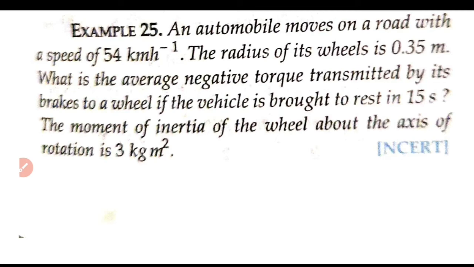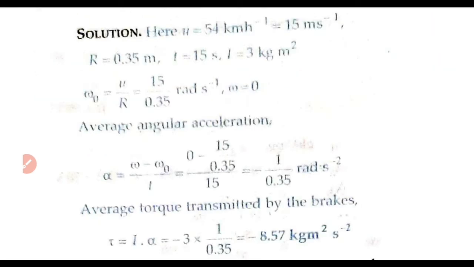So moment of inertia is given. We have to find the average negative torque. So to get the torque, first we need to find the acceleration. So to find acceleration, we can use the first equation, from which we have alpha equal to omega minus omega 0 by t. So t is 15 seconds.